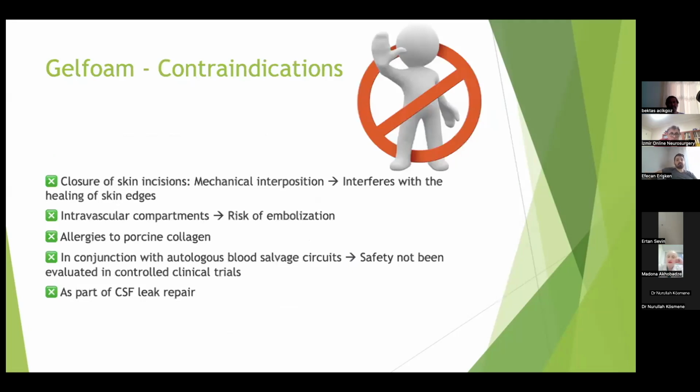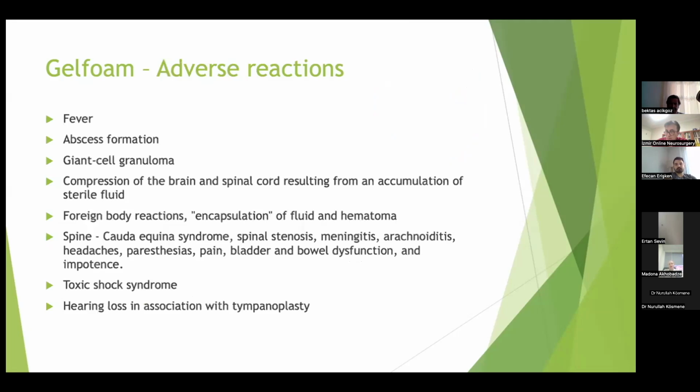There are some contraindications to the use of gel foam, especially under the skin. If parts of gel foam are projecting into the skin, it interferes with the healing of skin edges. If it goes into the intravascular compartment, it can cause embolization. If a person is known to have allergy to pig products, gel foam is not that safe to use in those patients. When we are using cell salvage techniques, gel foam particles can get trapped in the cell salvage machine, so it is not safe. As part of CSF leak repair also, it is not feasible to use gel foam.